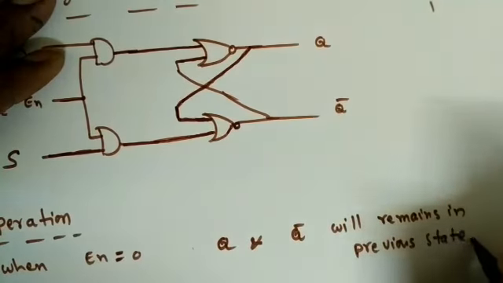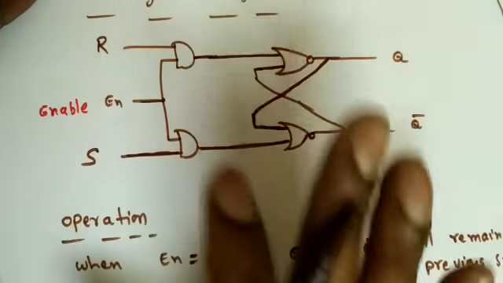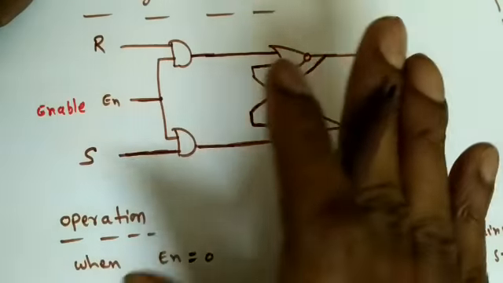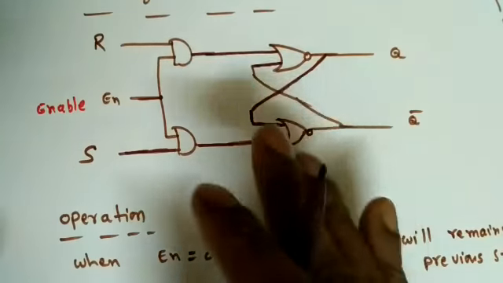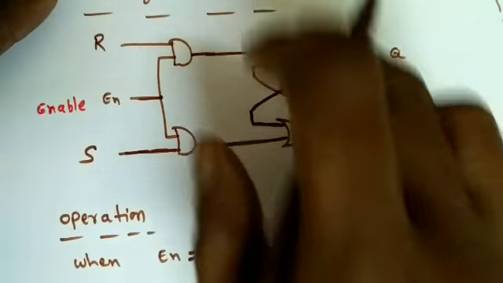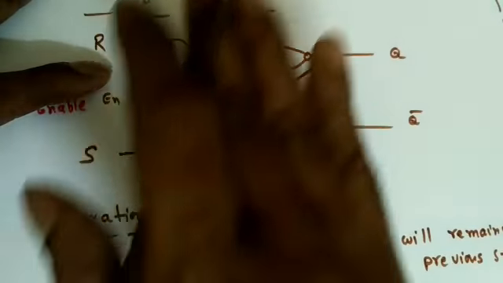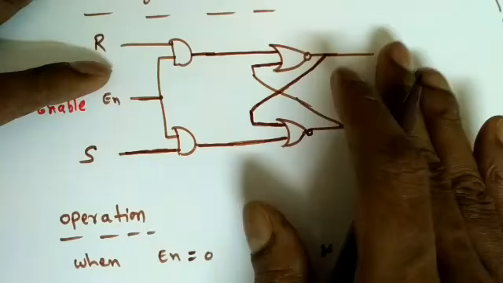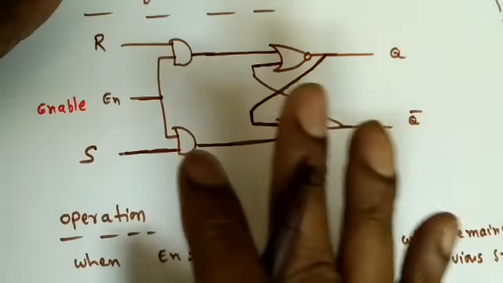right? That means when we switch off the circuit, it will remain in the previous state. But don't conclude like that. We have to switch on the power. It is just an example I'm taking. When EN is equal to 0, even if the switch is on, it will be in the previous state only, right?